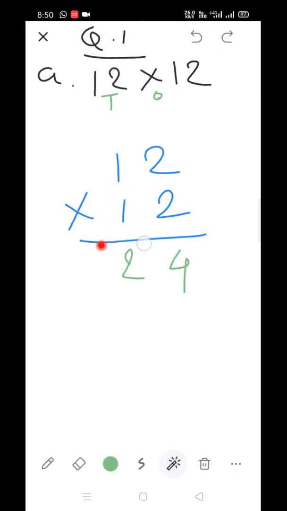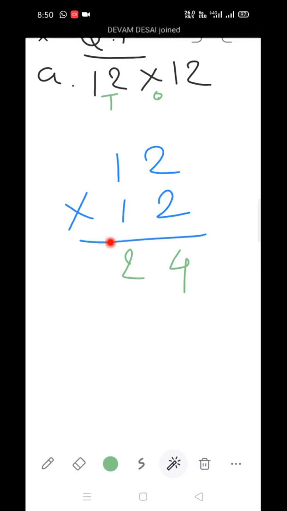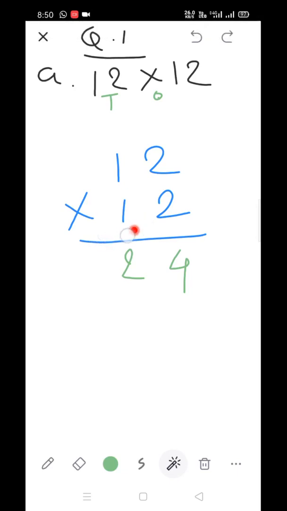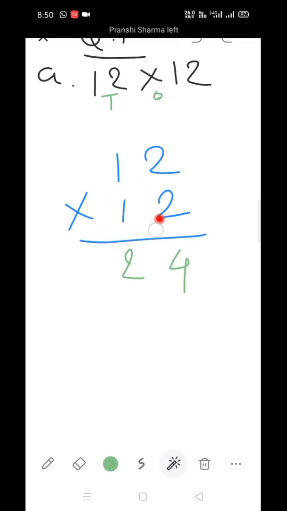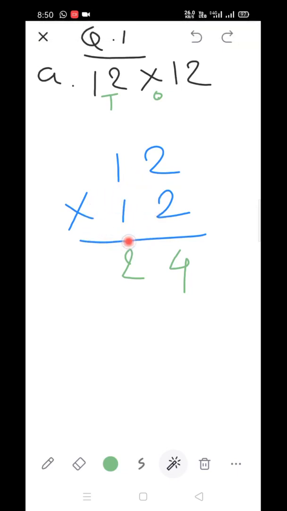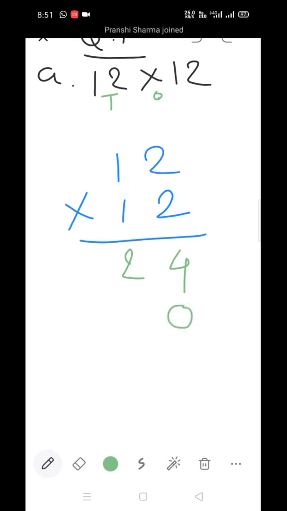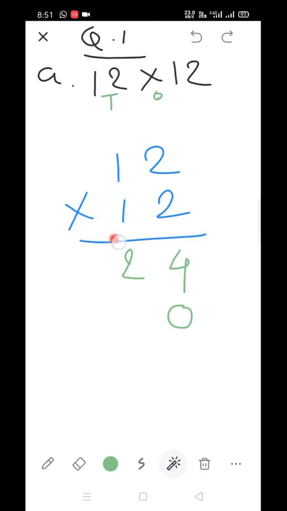Now we start the multiplication of the 1 on the tens place. So as you know the rule of multiplication, when the number is on the tens place, whenever you start your multiplication, put a zero at the beginning. So by default you have to write down a zero here. Then start the multiplication of 1 with 2 and 1 also.